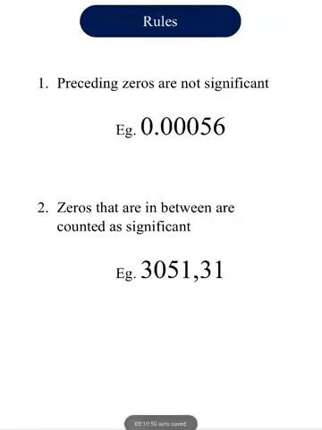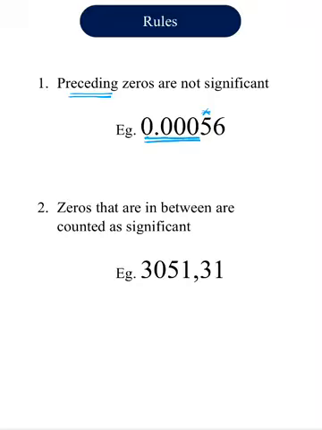We also have to look at the rules of significant numbers and how they are applied. The first rule is that preceding zeros are not significant. Preceding zeros are zeros that come before a significant number. For example, we have 0.00. These zeros are coming before a significant number, so they are what we call preceding zeros. They are not significant, so we start counting from 5 onwards.